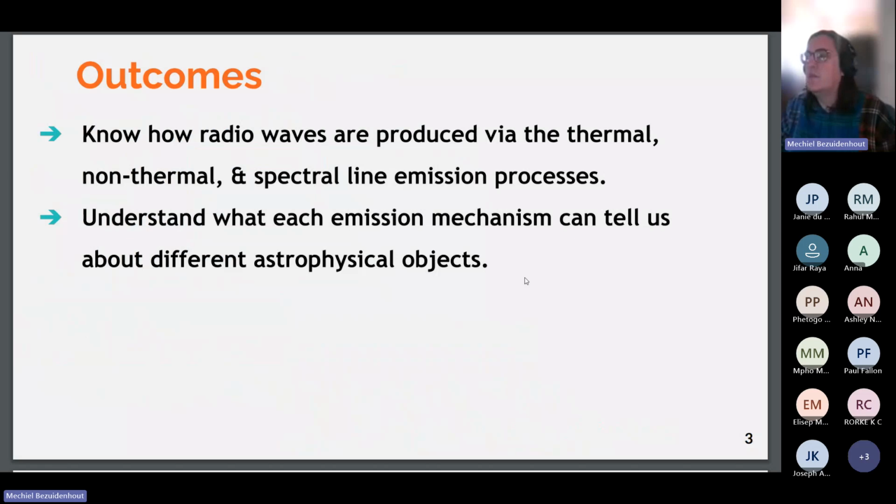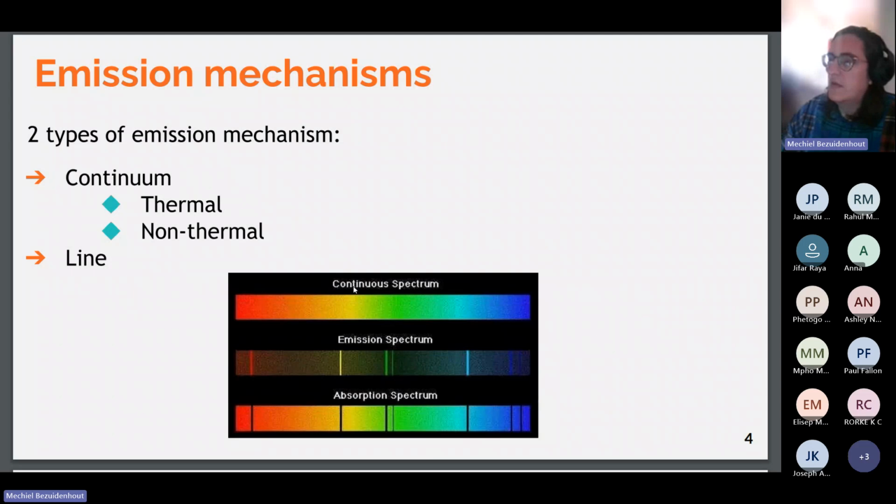So for today, you should know two things. First, you should know how radio waves are produced by thermal, non-thermal, and spectral line emission processes. And then you should understand how each mechanism can tell us something different about astrophysical objects. So we like to divide emission mechanisms into two different categories, continuum emission and line emission. Continuum emission means that it is of a continuous range of frequencies, as you can see in the picture. Whereas line emission is just at a specific frequency, and that can be an emission or an absorption spectrum.